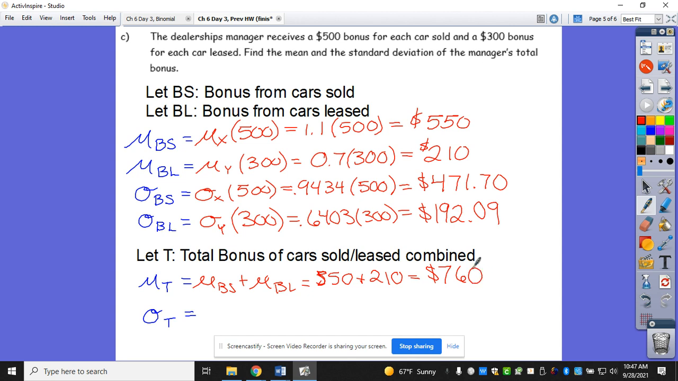What about here? What are my two rules with standard deviation, combining them? Variance. Always variance and always add. So I have to start with what? Square root, because I'm going to have variance, I've got to go back. And I want the variance of my first one, so I take my sigma of BS and do what with it? Square it. I also take my sigma of BL, square it. And then I just show my numbers plugged in there, 471.7 squared plus 192.09 squared. Add those together, take the square root of it, and you get what?